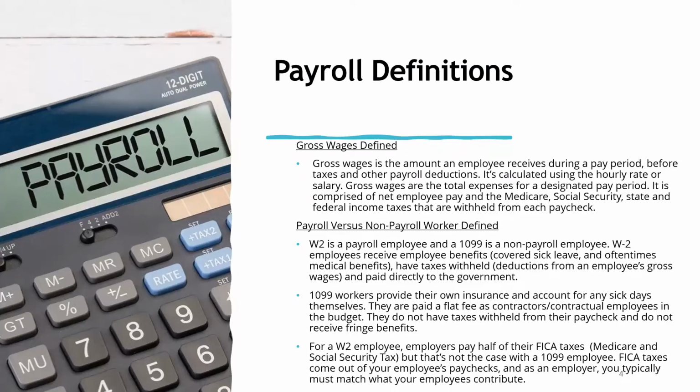For a W-2 employee, employers pay half the FICA tax, Medicare and Social Security tax, but that's not the case with the 1099 employee. FICA taxes come out of employees' paychecks, and as an employer, you typically must match what your employees contribute.